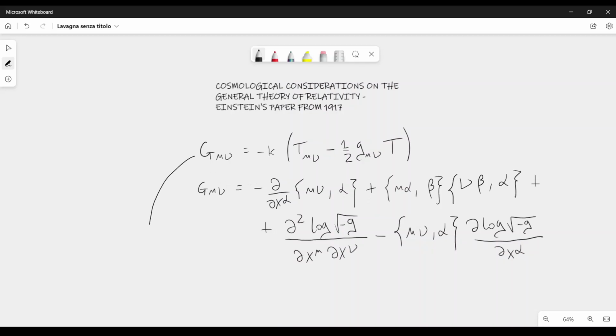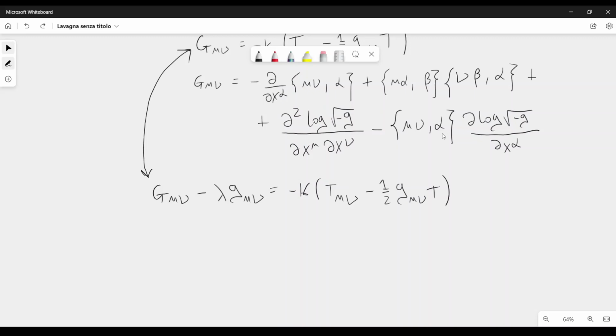Now, Einstein wanted to add a term to this equation, a small correction. So he wanted to rewrite that equation like this: G_μν minus λ, which is a constant, times the metric tensor g_μν equal to minus k times (T_μν minus 1/2 g_μν T), where λ is sufficiently small. Now we will have to investigate deeper, and we will find the meaning of this λ and why it's important. First and foremost, we ask the question, is this a legitimate correction to the field equations?